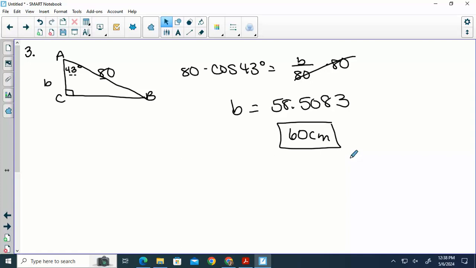If you found angle B and did sine, you should have gotten the same thing. I was really confused on how I got the sine. Did we do okay on number 4? I have a question. Can you do the law of sines even if it's 90? Yes.